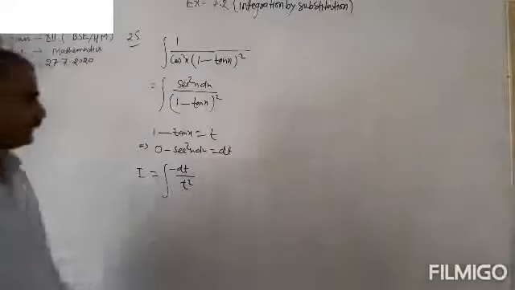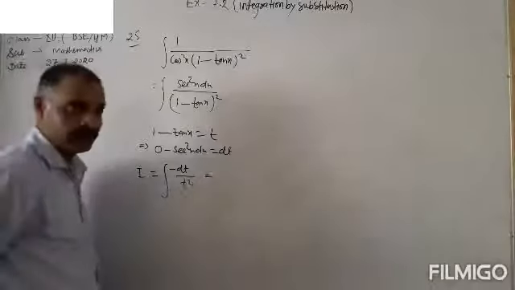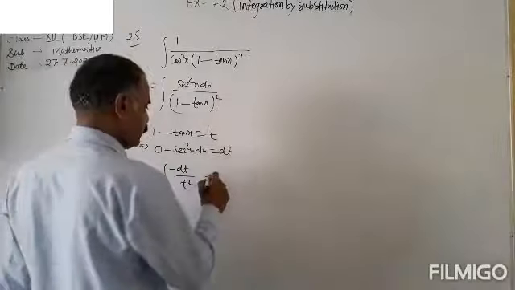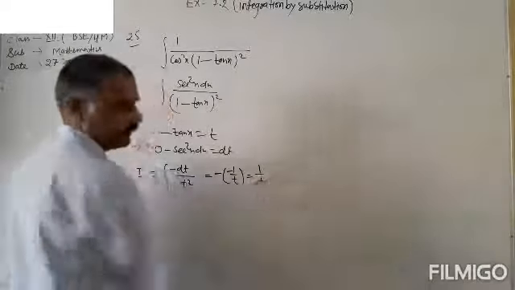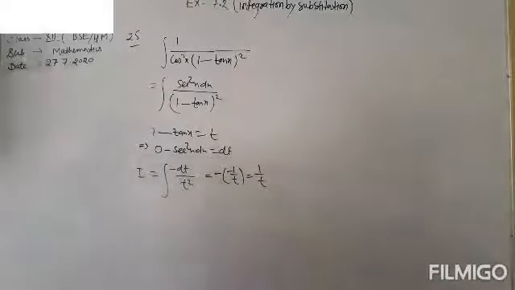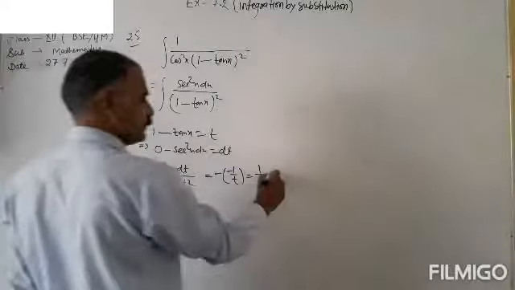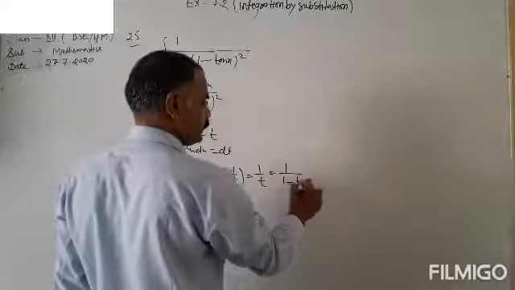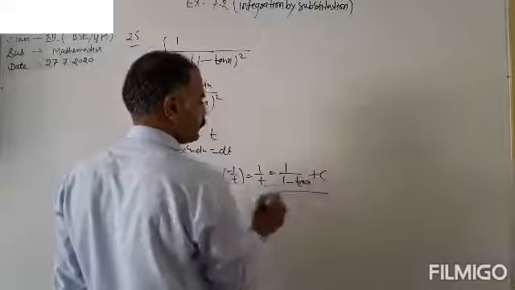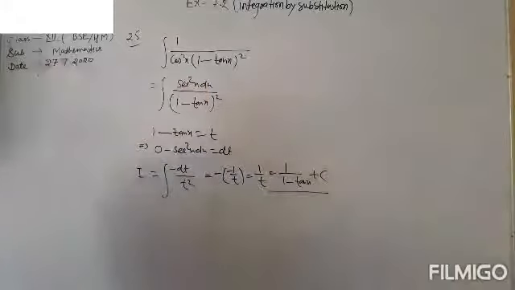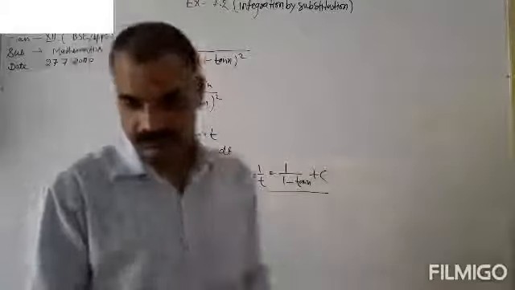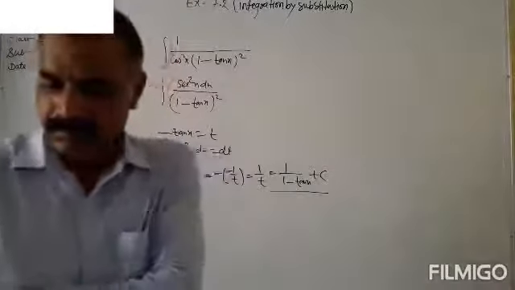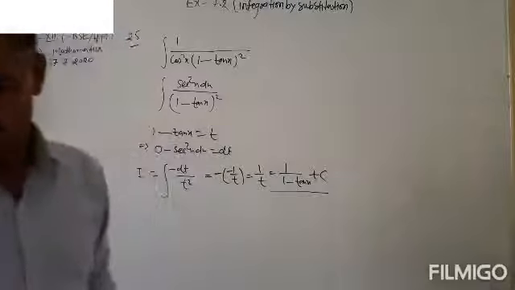Now we will integrate this, and the integration of 1 upon t square is minus 1 upon t. So minus of minus 1 upon t is equal to plus 1 upon t. Okay, and t is equal to 1 minus tan x. So 1 upon (1 minus tan x) plus c. This is the integration of the given function. This was question number 25.